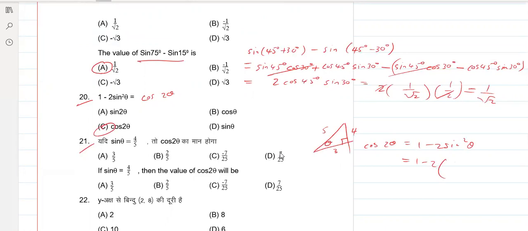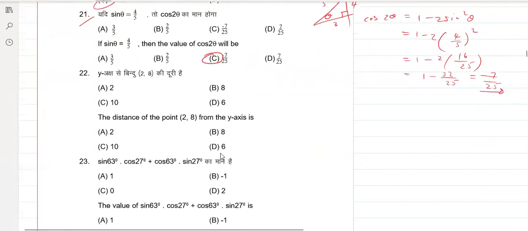Sine squared theta is 4/5 squared, so 1 minus 2 into 16/25. Let's just do the long method. 1 minus 32/25. Now remember this 1 is 25/25, so minus 7/25. Negative 7/25.